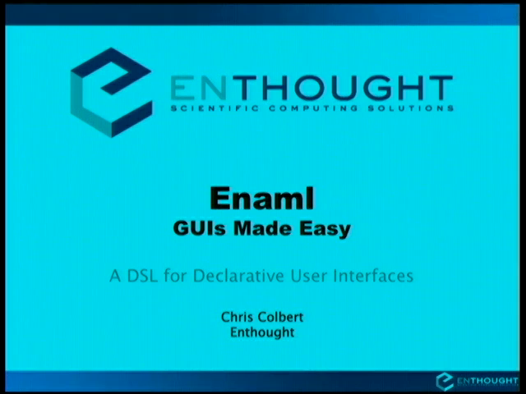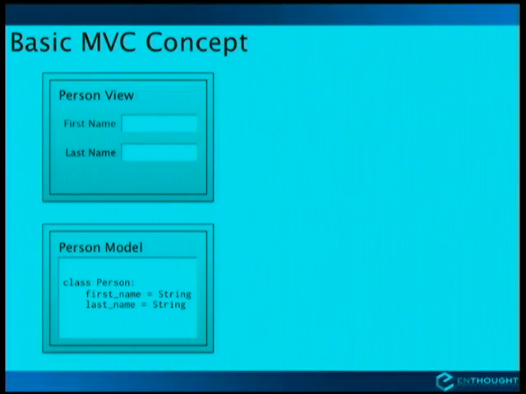So the goal of Enaml is GUIs made easy. That's kind of the moniker. We're trying to make GUIs so easy that it doesn't even enter your mind when you're developing an application anymore. Just an afterthought: let's use Enaml, make the GUI the easy way, and spend time focusing on our data models. If anybody's ever done any GUI development before, you're going to have heard of the MVC pattern, the model view controller pattern.